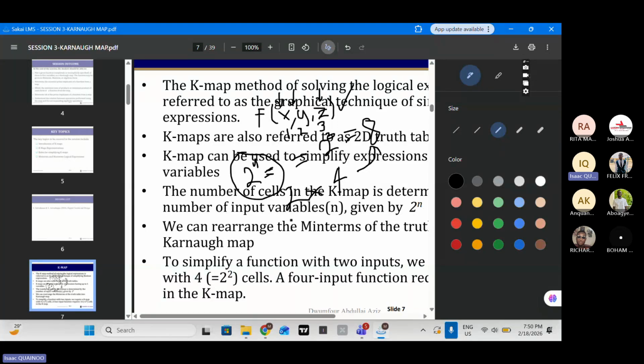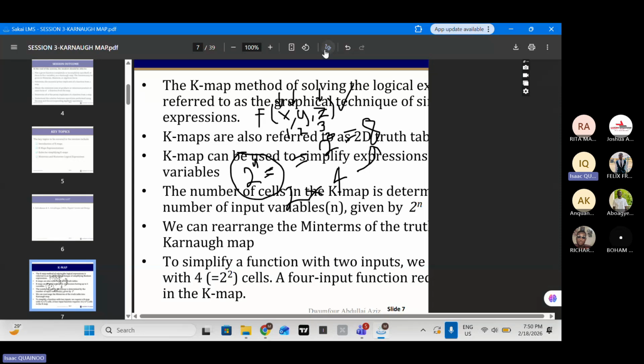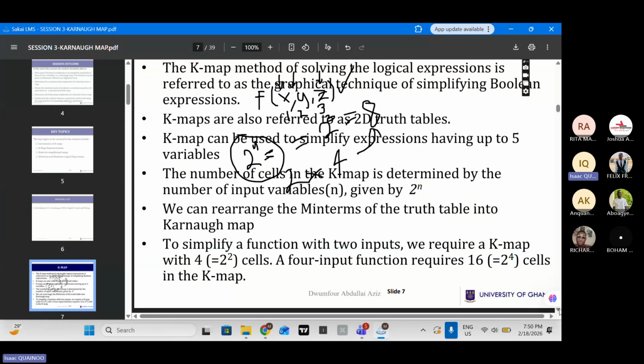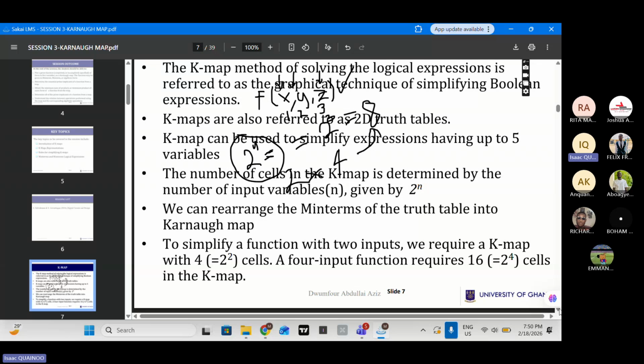So we are saying that the number of cells in the K-map is determined by the number of input variables n, given by 2 raised to the power n. If you want to know which type of K-map you are supposed to use to solve a particular problem, first ask yourself, how many variables do we have in the expression or in the problem? Then take 2 and raise it to the power of that number of variables, and you'll know which type of K-map you should use.